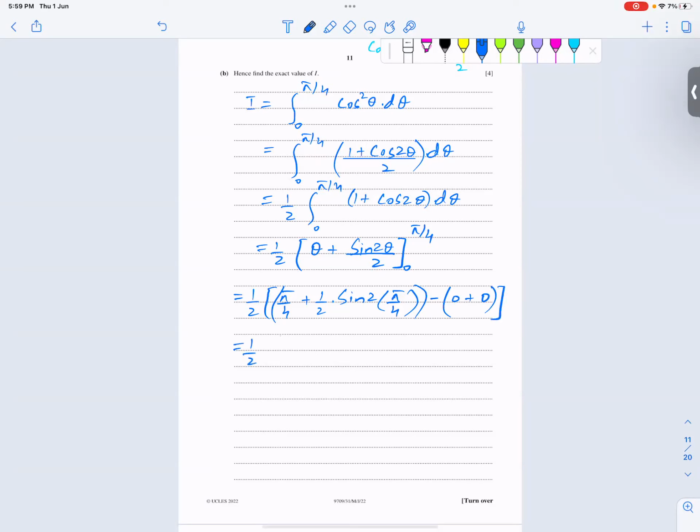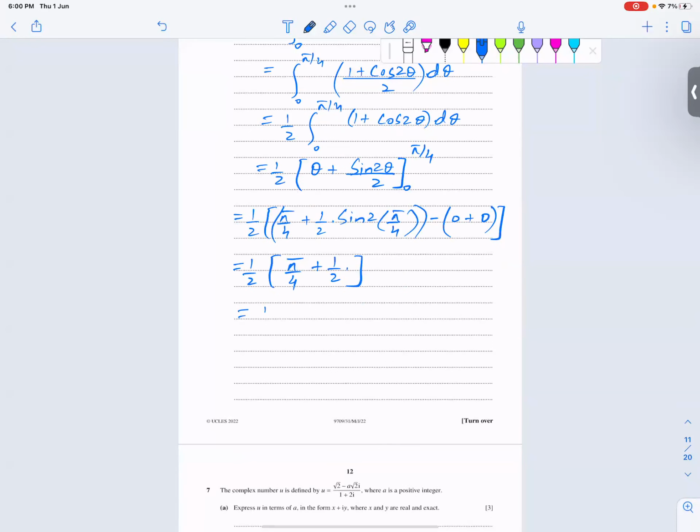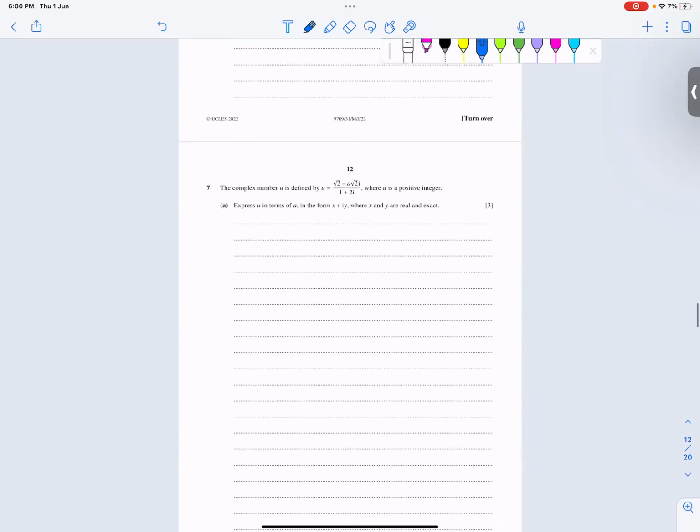So 1 over 2 times pi over 4 plus 1 over 2. Now this is just sine pi by 2, and that is just 1. Sine pi by 2 is 1, you can use the calculator. So we have pi over 8 plus 1 over 4. Okay, this is the answer.